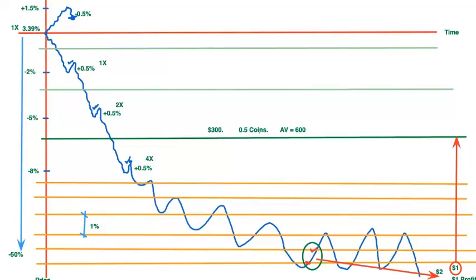So 300 divided by 0.5, that gives us the average price. Okay. Entonces dividimos 300 sobre 0.5 y el precio promedio nos da $600.